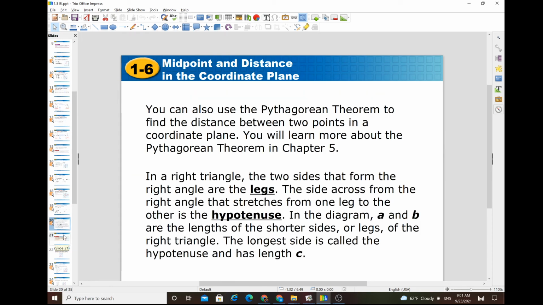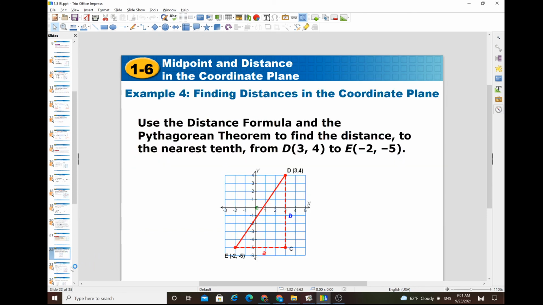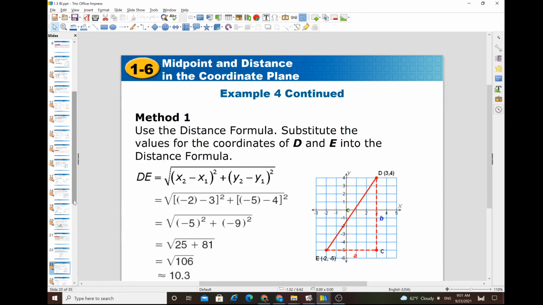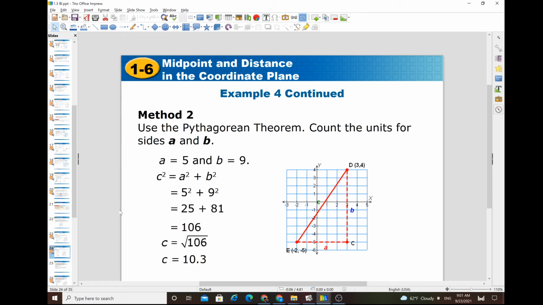The right triangle, we always have 2 legs and 1 hypotenuse. So 2 legs, A and B, and then C, which is the hypotenuse. Using the Pythagorean theorem, as we talked about, things that you learned before, it's based off the distance formula. The first method is the distance formula. The second method is the Pythagorean theorem: find the distance of each side length, A and B, and then plug that into the Pythagorean theorem. So you'll be able to find the distance of the hypotenuse. This one is quite straightforward.